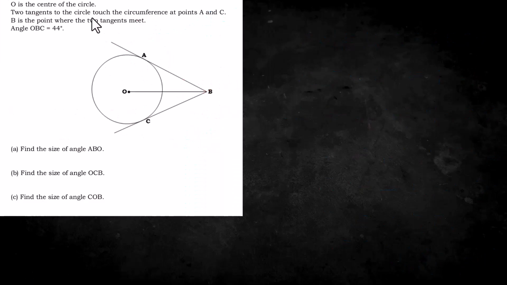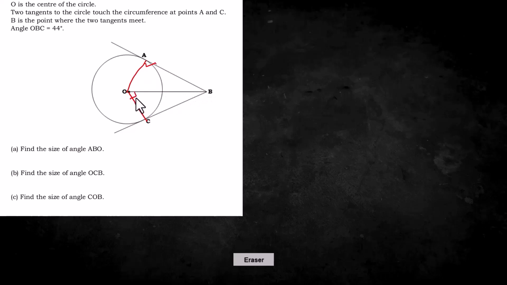O is the center of a circle. Now, two tangents to the circle touch the circumference at the points A and C. B is the point where the two tangents meet. Angle OBC is 44. Now before that, if this side is a tangent, this side is 90, and you have the same thing here. This side is 90.